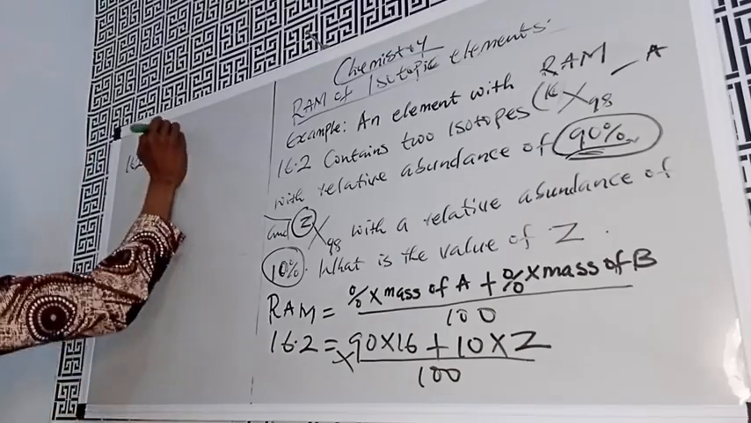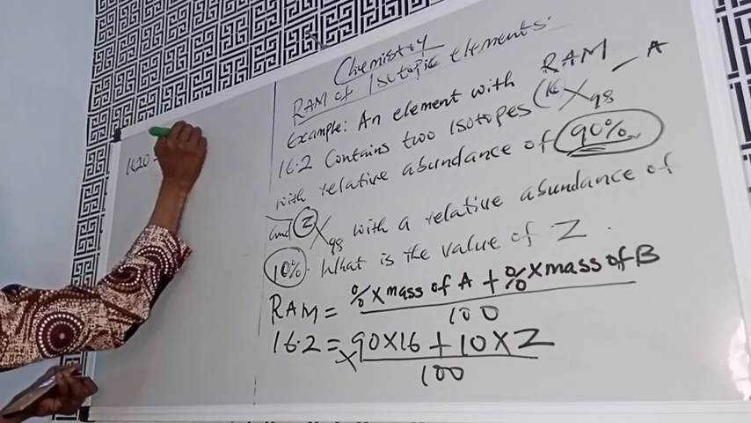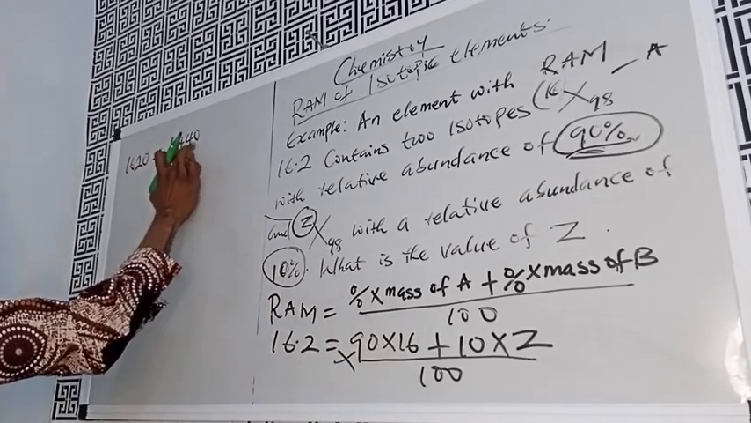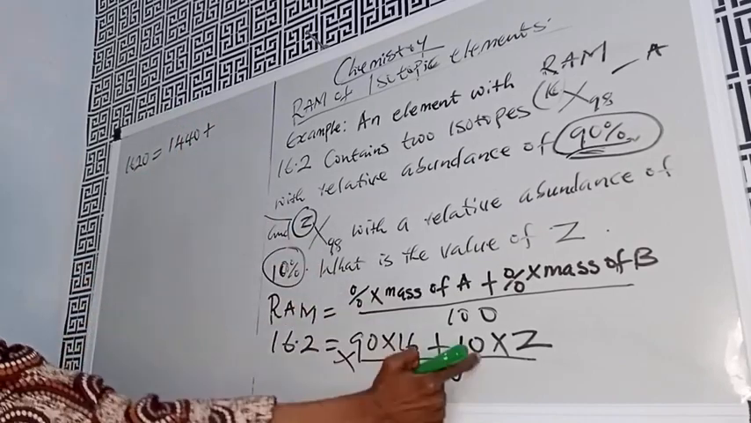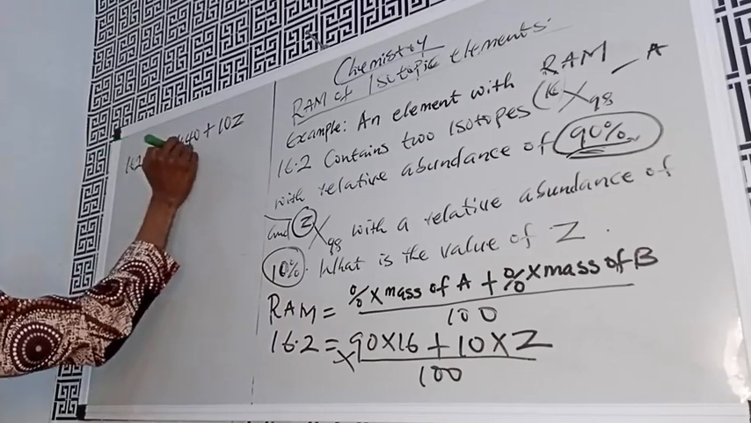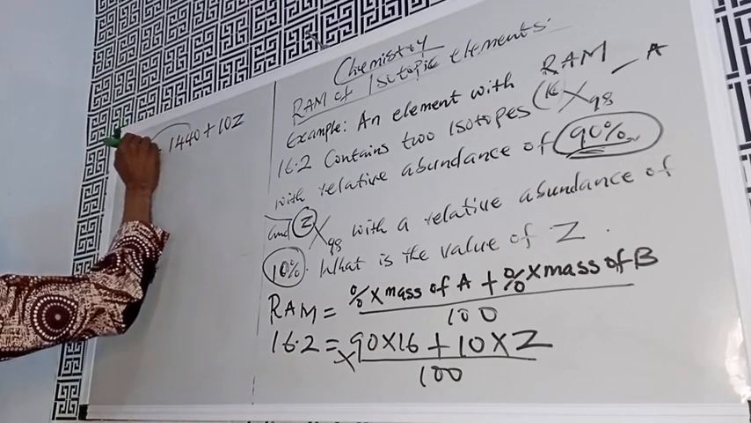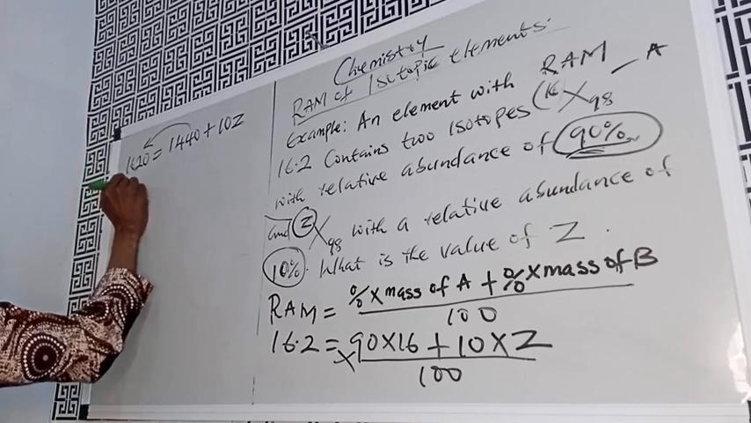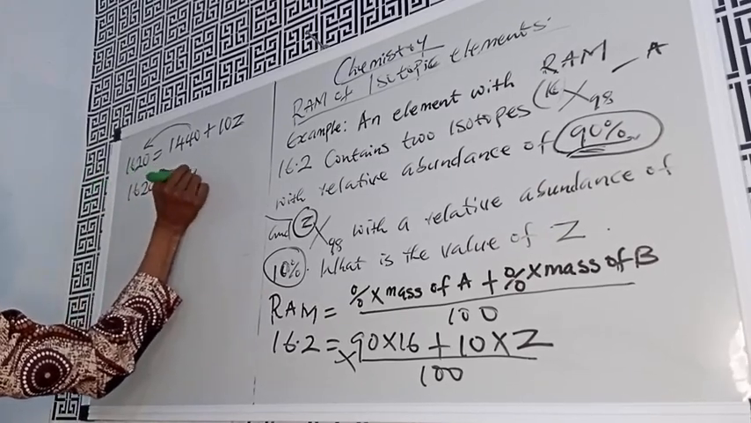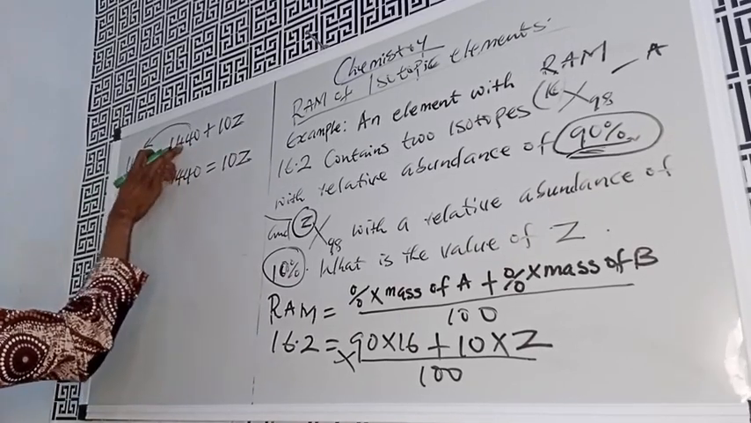So 90 times 16 is 1440, plus 10 times z is 10z. What we do next is collect like terms. Crossing this over, we have 1620 minus 1440 equal to 10z. When this crosses over, it becomes minus.